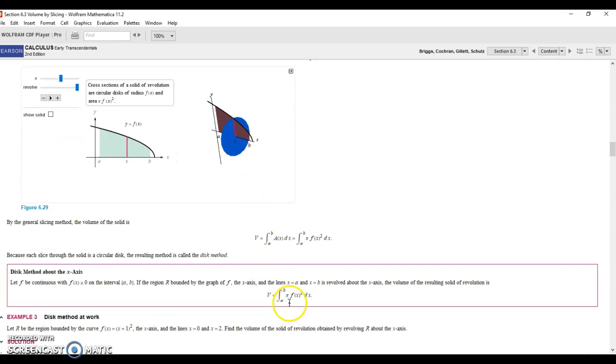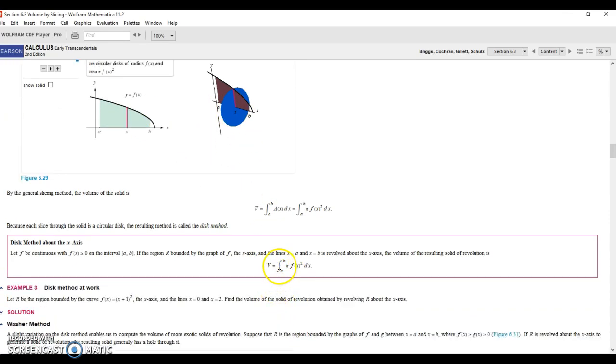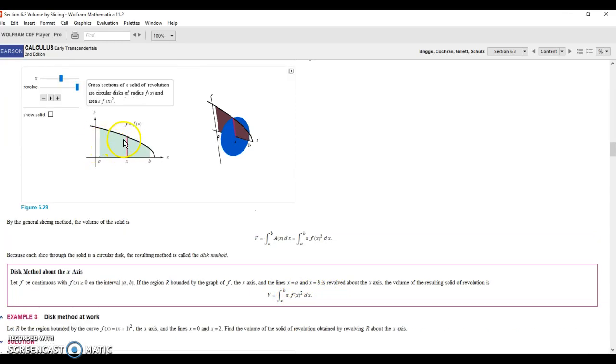So basically, we're looking at our volume here is the integral from a to b of pi times f of x squared dx, for whatever that function is. So that's pretty straightforward. So we'll look at a couple more examples there. We're going to look at number 18.